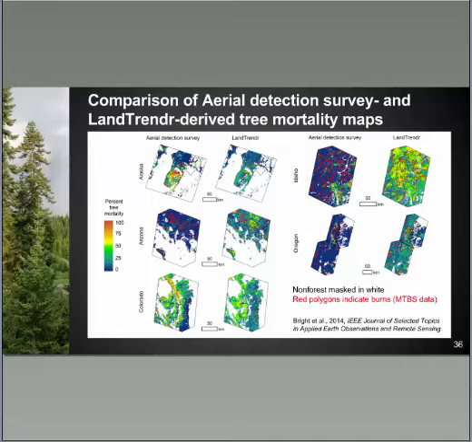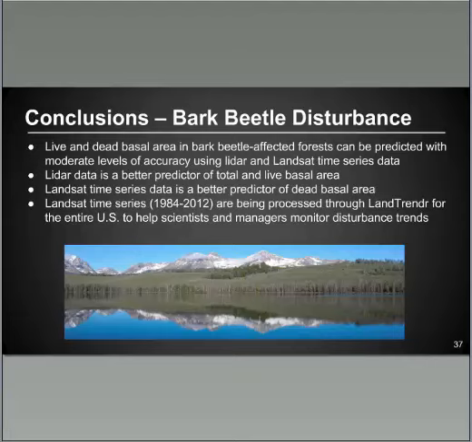So in conclusion, we decided that remote sensing data is a useful way to map this disturbance. It can do a decent job at detecting it, and LiDAR is still just great if you want to predict total live basal area. It's probably the best thing to use if you have it. But there's a lot of information in this Landsat archive that you can utilize for these sorts of things, and in our case, it was very useful for predicting dead basal area.